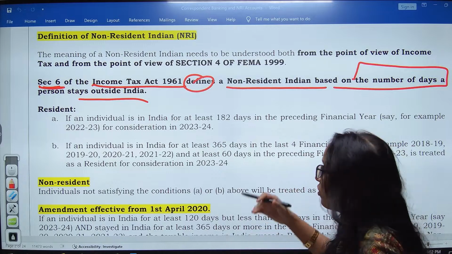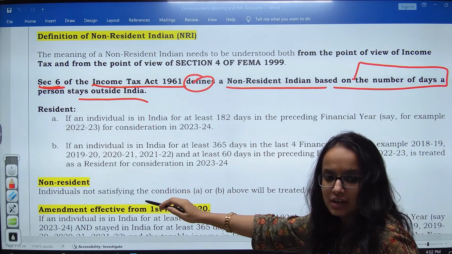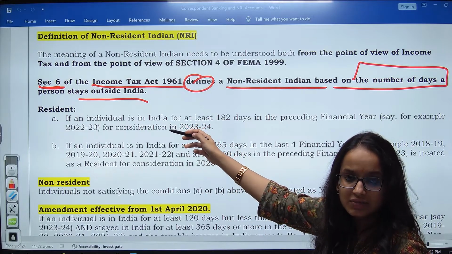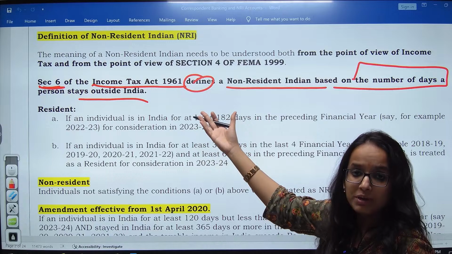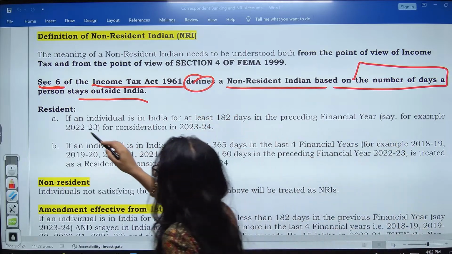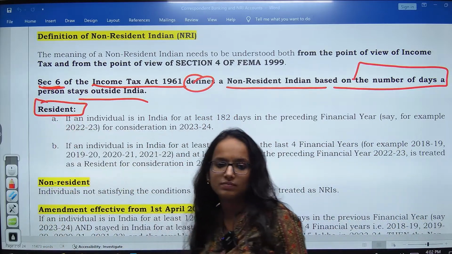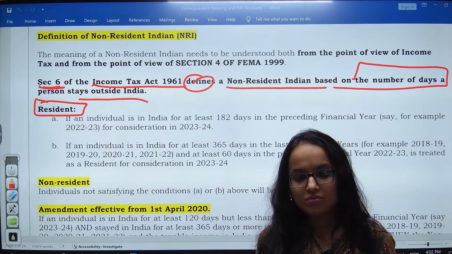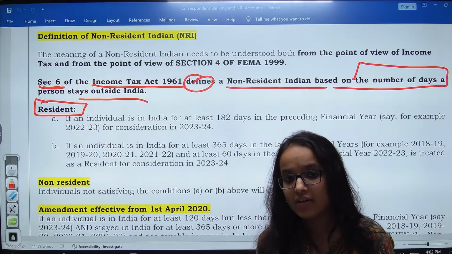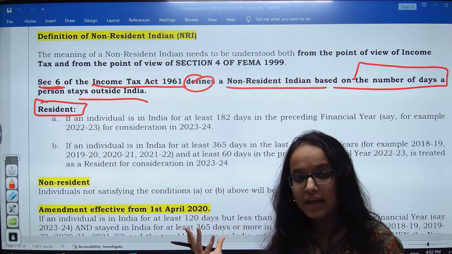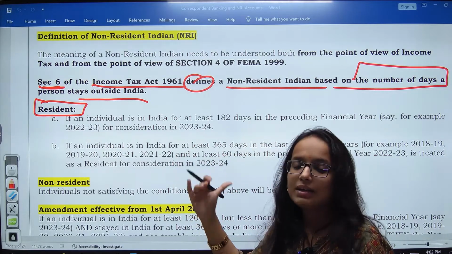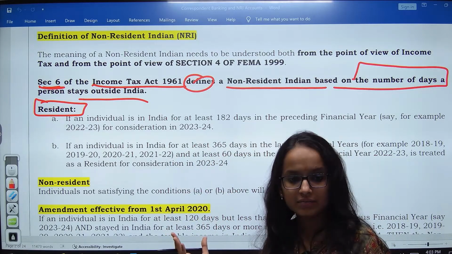Okay. So before understanding a non-resident, we have to see what are the number of days criteria provided by the Income Tax Act 1961 for the person to be called a resident first, okay? So what is the number of days you need to live in India, which serves as a criteria for you to be classified as a resident. Now when you do not satisfy that criteria, in that case you will be called a non-resident Indian.